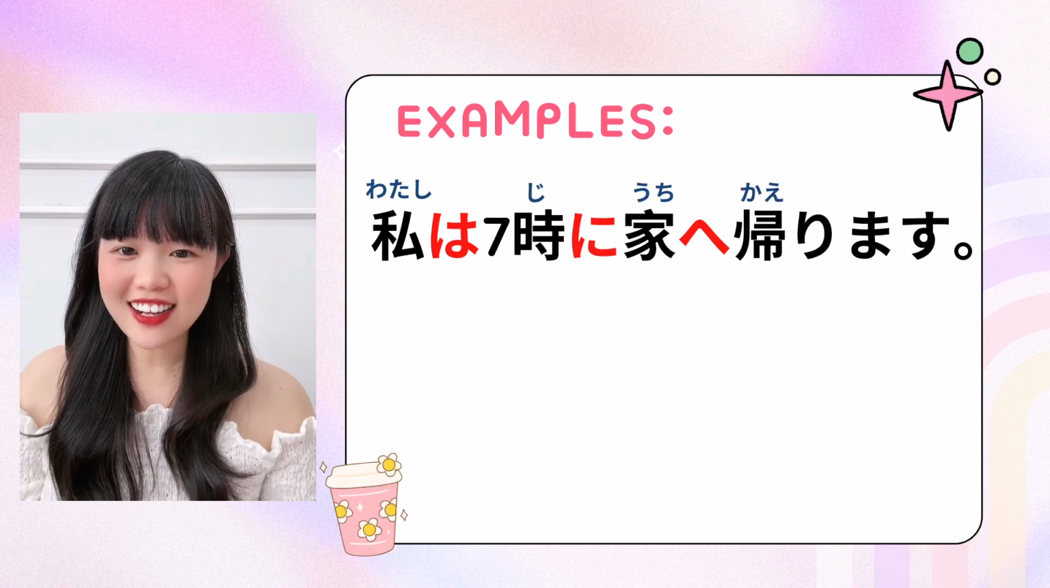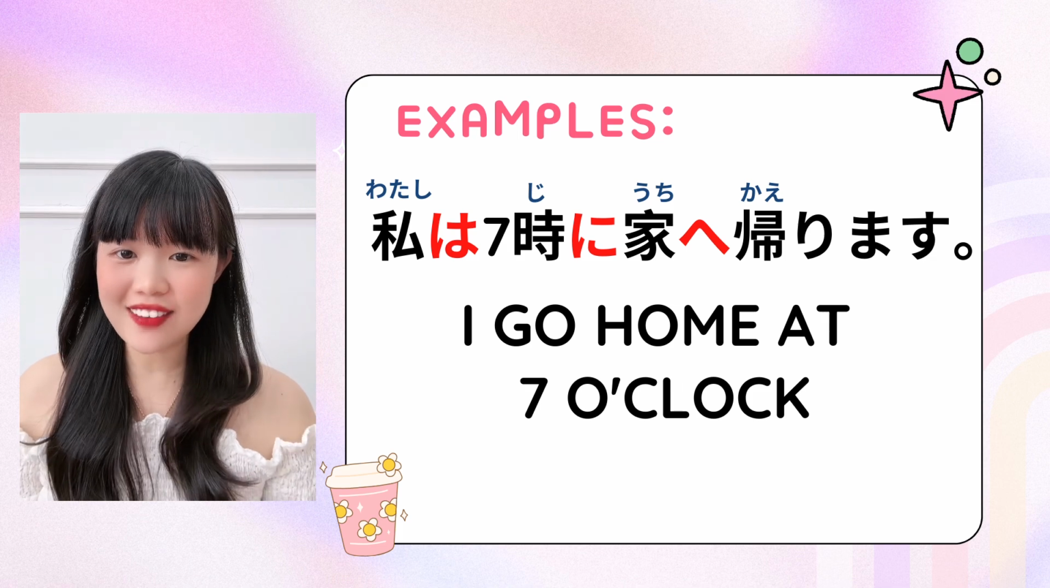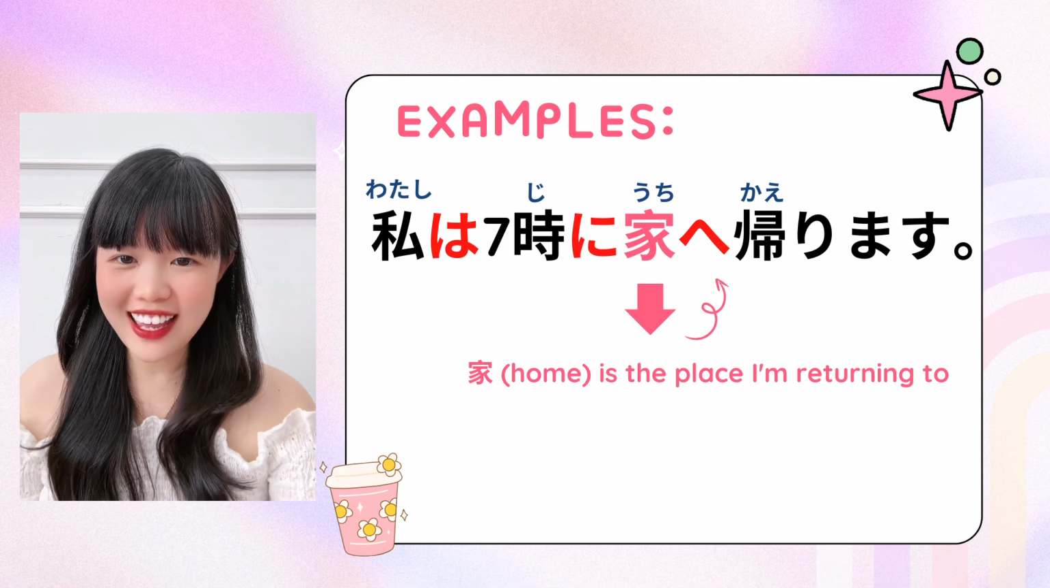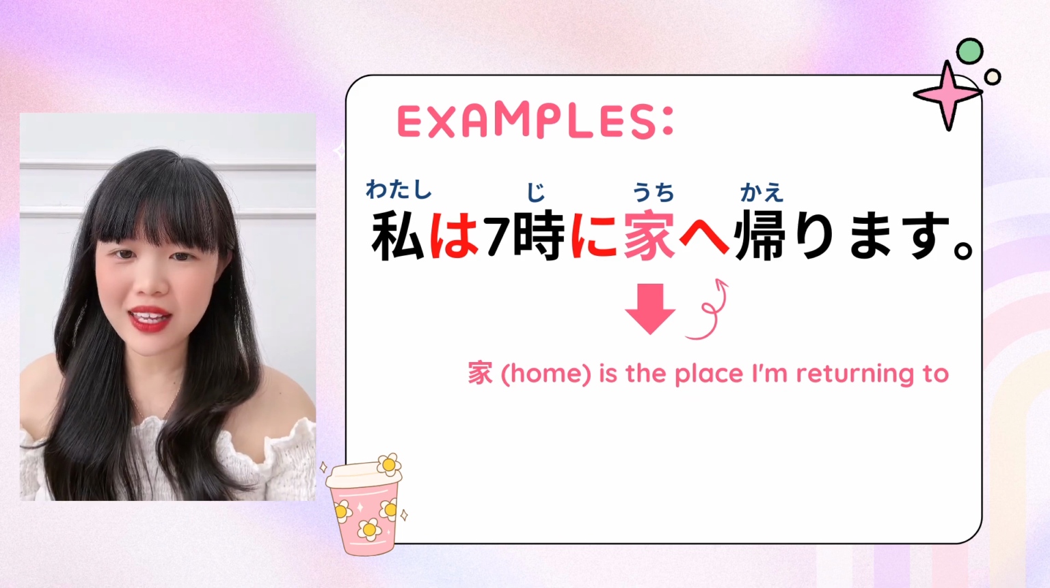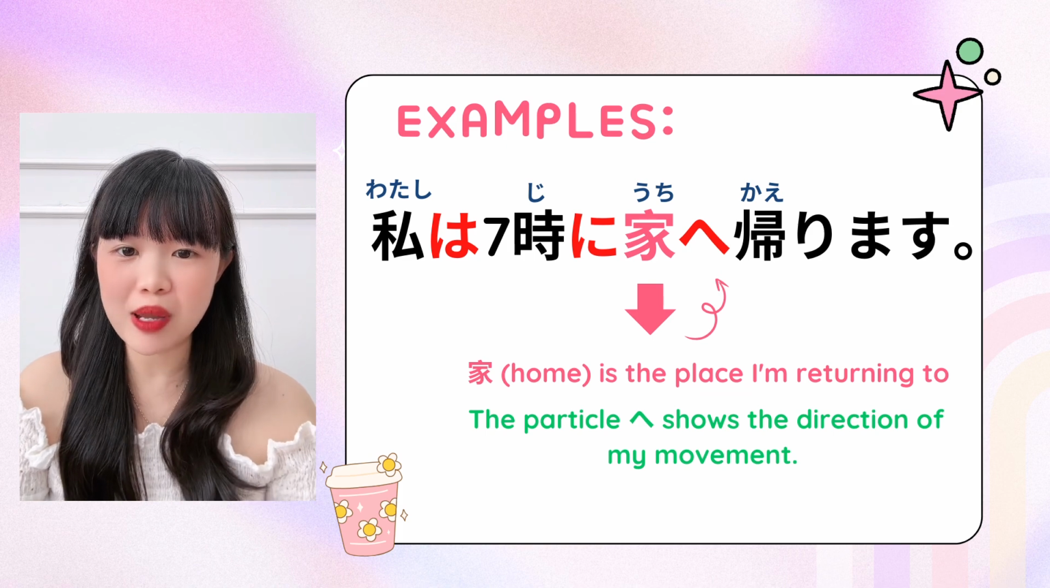Or watashi wa shichiji ni uchi e kaerimasu. It means I go home at 7 o'clock. In this sentence, uchi comes before the particle e, so uchi, home, is the place I'm returning to. Here, the particle e shows the direction of my movement. Does this make sense?